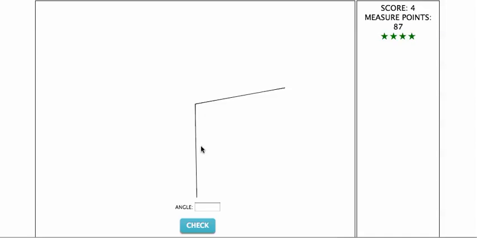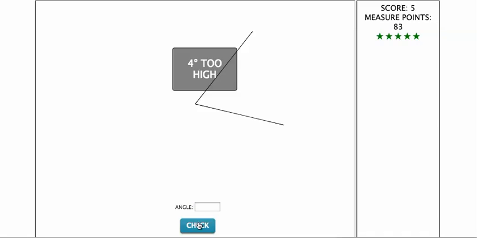So here, this looks like a little bit more than 90 degrees, so let's go with 103. Click check. I was only 4 degrees too high, so it was 99 degrees, but I have 5 angles, 83 measure points left. So that means I can accumulate as many angles as possible as long as I'm not 83 degrees off. So now I have 5 green stars.